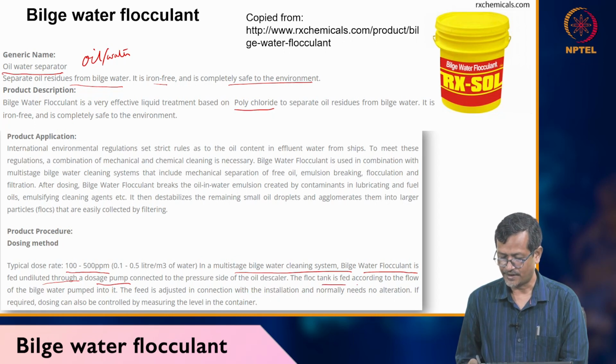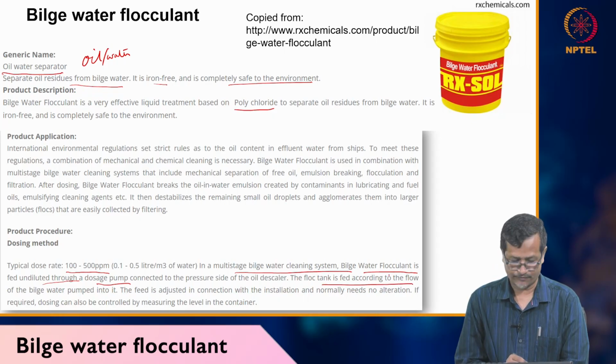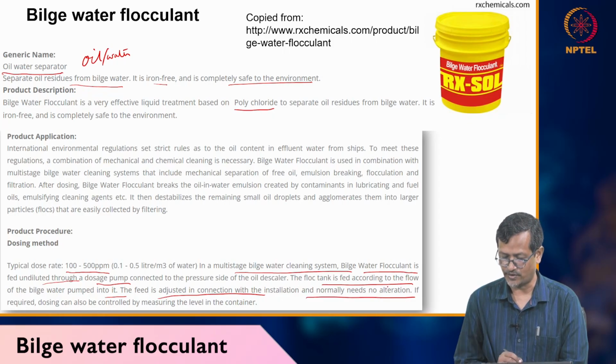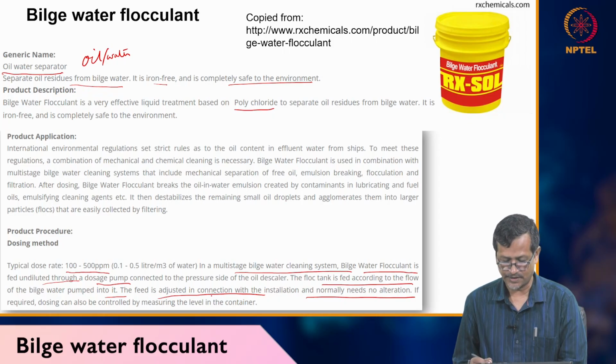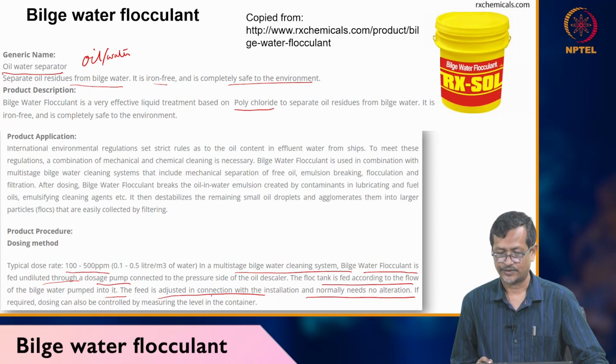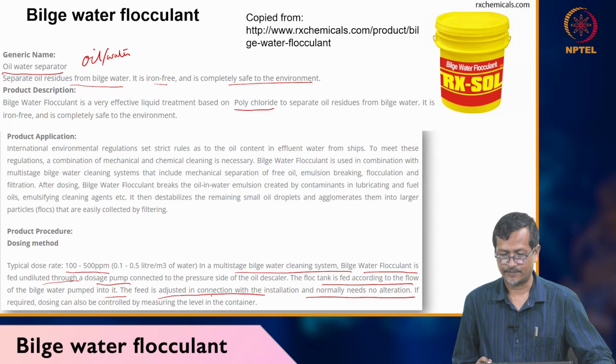Okay, so the floc tank is fed according to the flow of the bilge water pumped into it. The feed is adjusted in connection with the installation and normally needs no alteration. If required, the dosing pump can also be controlled by measuring the level of the container. Okay, this is exactly from the RX Chemical company website or product brochure.